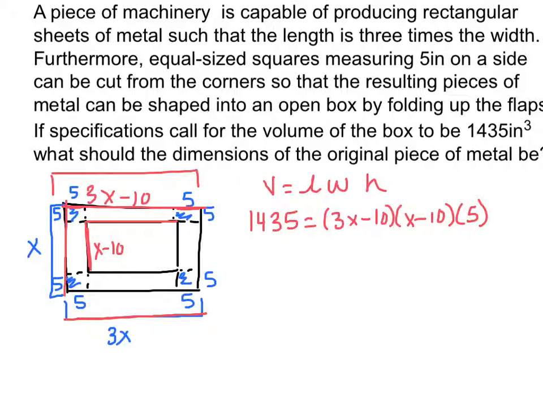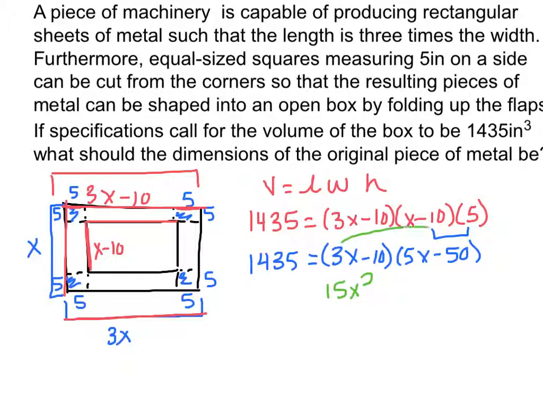So I can multiply in any order. I'm going to multiply those two, and when I do, I get 5x minus 50, and I have 3x minus 10. So I'm going to go ahead and distribute that. And when I distribute that, I get 15x squared, minus 150x, minus 50x, minus, negative times negative is a positive, 500.